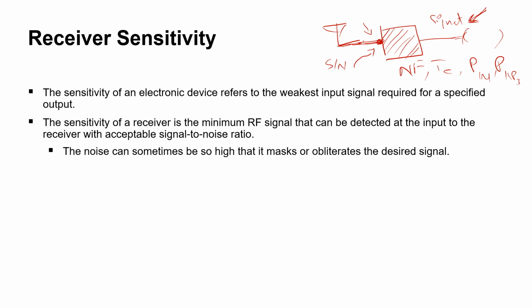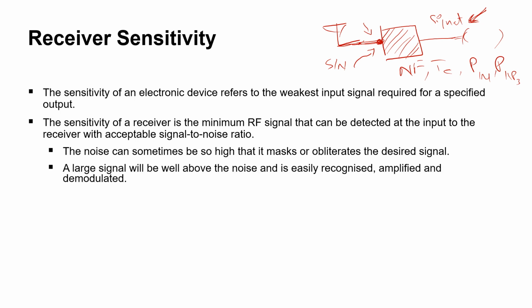The noise can sometimes be so high that it obliterates the desired signal. A large signal will be well above noise and is easily recognized, amplified, and demodulated. So if at the receiving side, after the antenna and before entering the receiver circuit, our power is high enough, then the receiver will easily amplify it and the signal will be easy to demodulate.